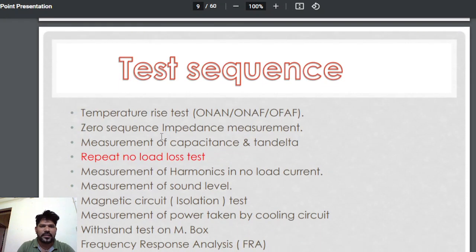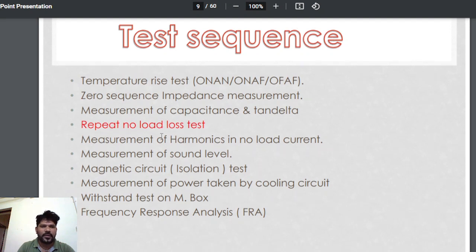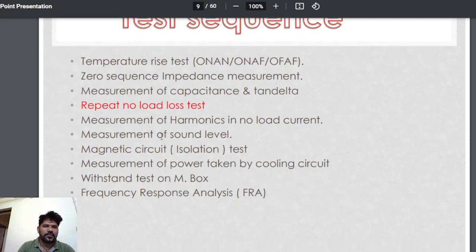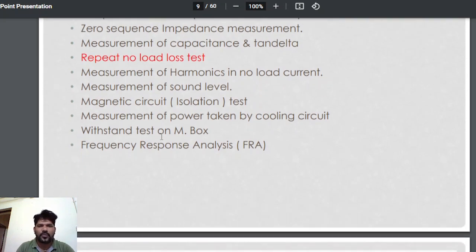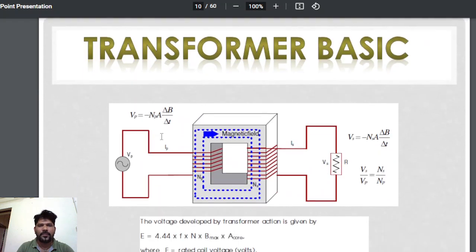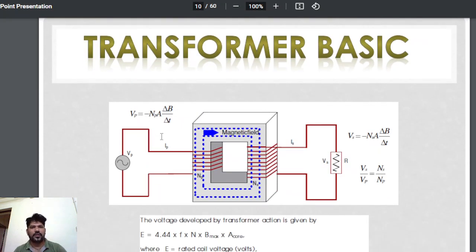Test sequence. Temperature rise test. Zero sequence impedance measurement. Measurement of capacitance and tan delta. Repeat no load loss test. Measurement of harmonics in no load current. Measurement of sound levels. Magnetic circuit or isolation test. Measurement of power taken by cooling circuit with a fan test or marshalling box. Frequency response analysis. Okay. So friends, now we are seeing here the transformer basics.